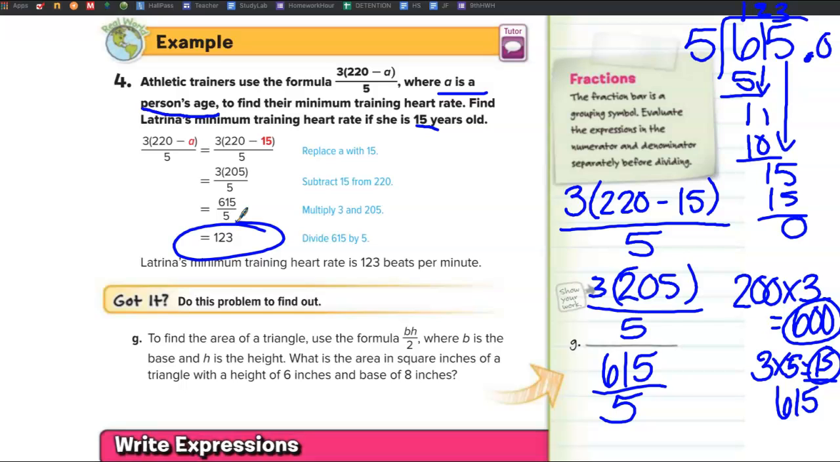123. Off to the side or somewhere in your notebook, I want you to calculate your own target heart rate. So everybody knows their age, correct? So you're going to use the same formula, but you're going to replace A with your age and solve. Stand quietly when you're done.